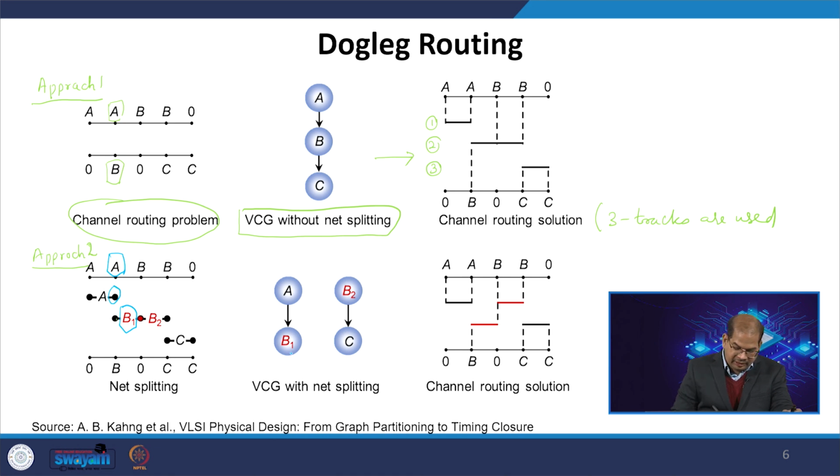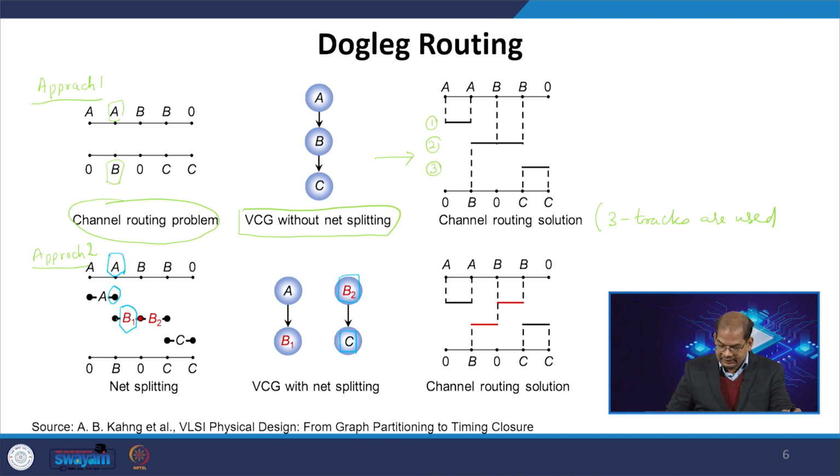So, A is above B1, so B1 is connected by a directed arrow. Similarly, B2 is connected; B is above the C net. So, B2 and C cannot be in the same track, and A and B1 cannot be in the same track.